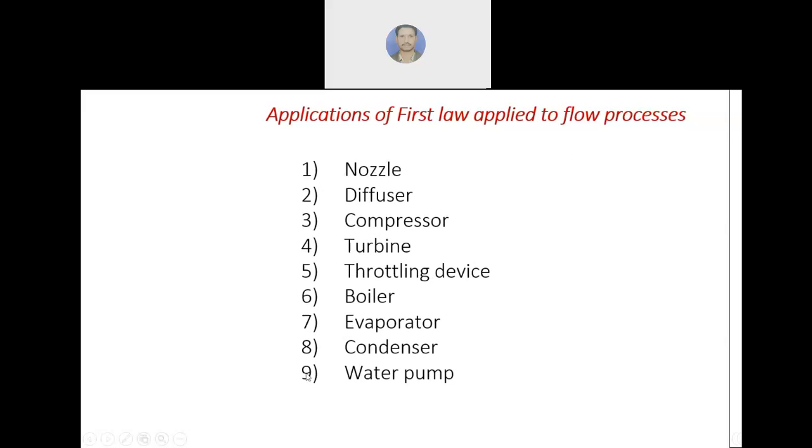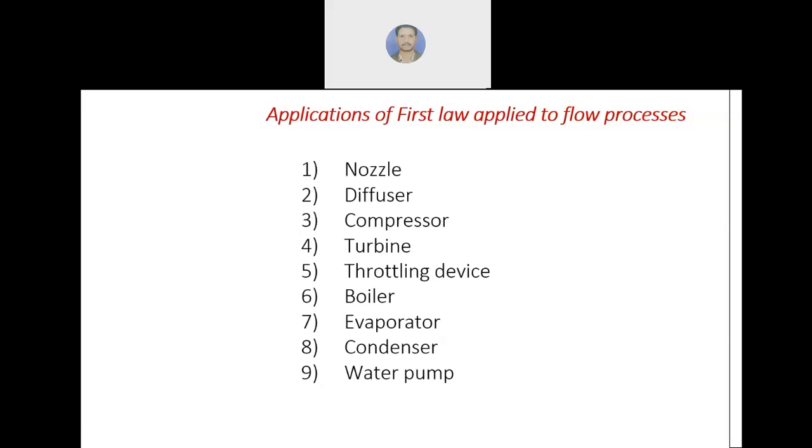Now, these are some examples of application of first law of thermodynamics to the flow process: nozzle, diffuser, compressor, turbine, throttling device, boiler, evaporator, condenser and water pump. There are many more. I have given you some examples. And most of these things are used in power plants.